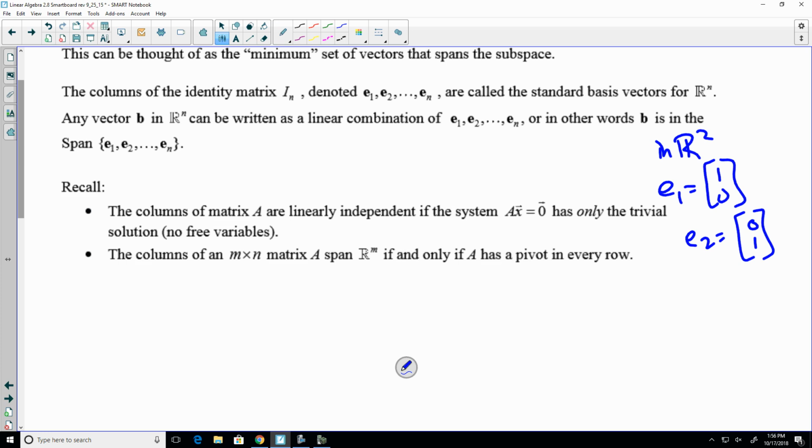But the basis is unique in the fact that it's the minimum amount of vectors that you need to span. But you can have different basis vectors for the same space or subspace. So the standard basis is not the only basis for R2. You can come up with others. Any two vectors that you can row reduce to the identity is a basis for R2. So any two vectors that aren't multiples of each other is a basis for R2, if they're R2 vectors.